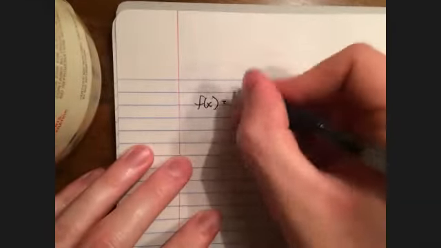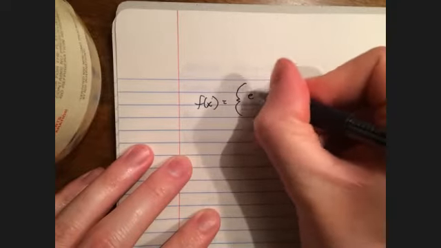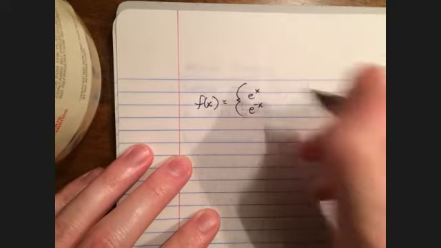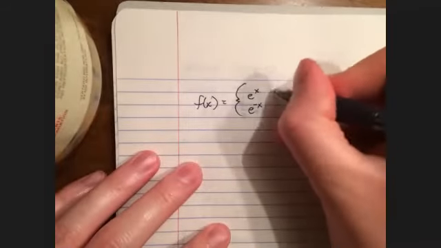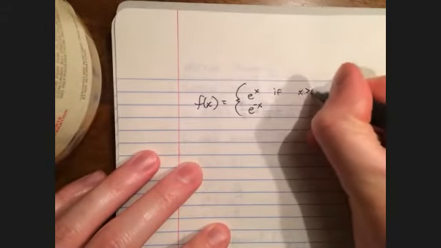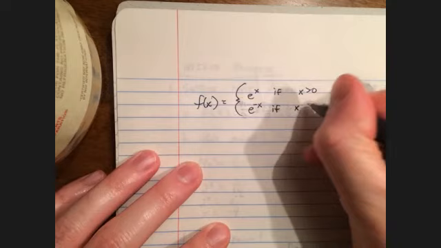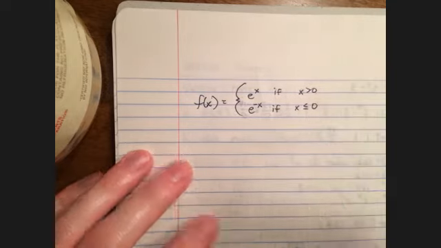So for that piecewise, I apologize, I just want to make sure that I don't get ahead of myself like I said earlier. You have e to the x and e to the negative x. And this is if x is greater than 0, and if x is less than or equal to 0. Let me double check that real quick.